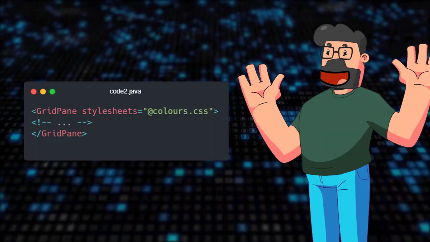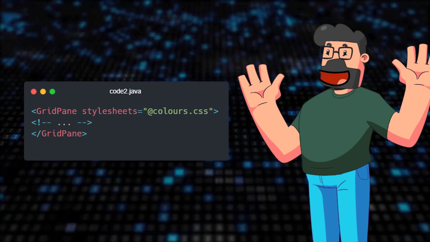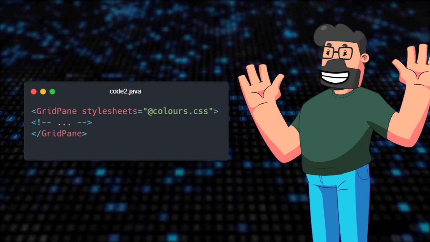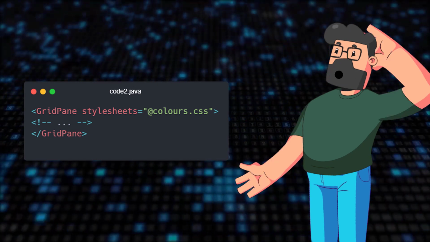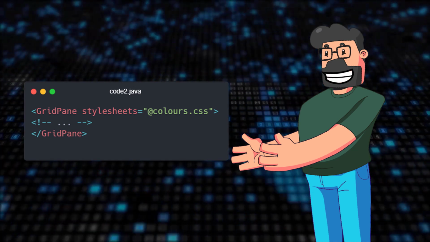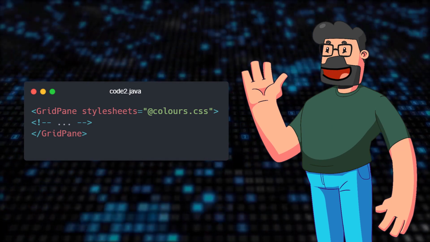Building on that, you also have the option to specify the CSS file as a property attribute directly for the GridPane element. This can make things a bit easier for you. So, with GridPane Stylesheets equals at colors.css, you can link the CSS file to the GridPane.